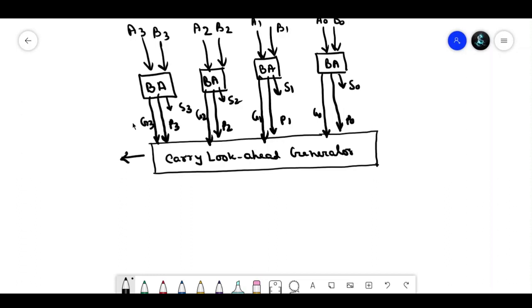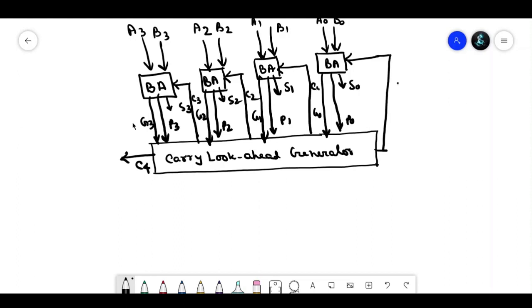Then it will be C out, C4, that is the C out. Then this is the C0, the input carry. Then the outputs from this carry look ahead generator, C1 comes to the second full adder, C2 comes to the third full adder, C3 comes to the fourth full adder. Okay, C3, C2, C1 and C0. So this is the circuit of the 4-bit carry look ahead generator.